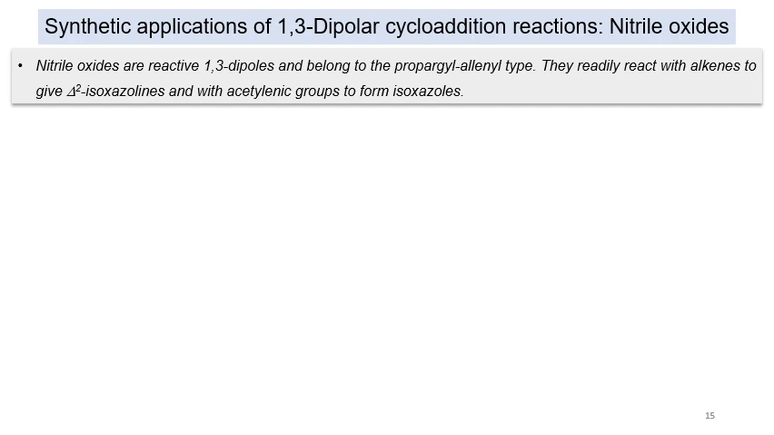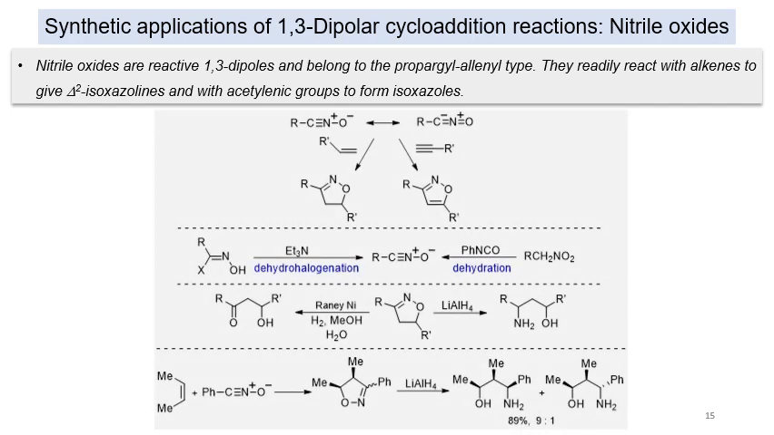Let's now see the reactions of nitrile oxides. Nitrile oxides are 1,3 dipoles which belong to the propargyl allenyl type. They also react with alkenes to give isoxazolines, and they react with acetylenes to form isoxazoles, as you can see here in the diagram below. So if you react with alkenes, you get isoxazolines, and if you react with acetylenes, you get isoxazoles.